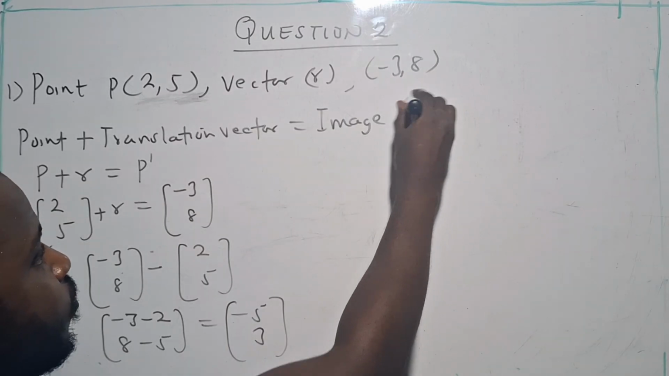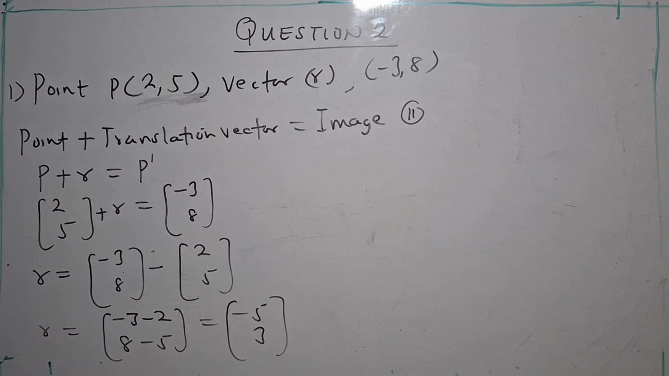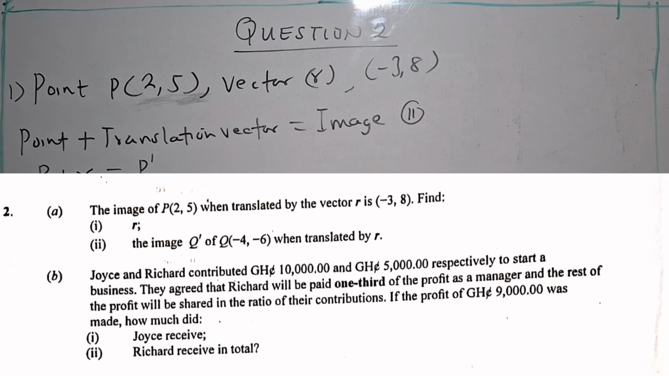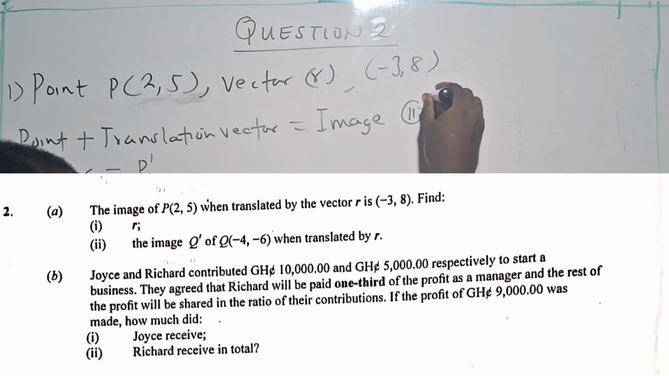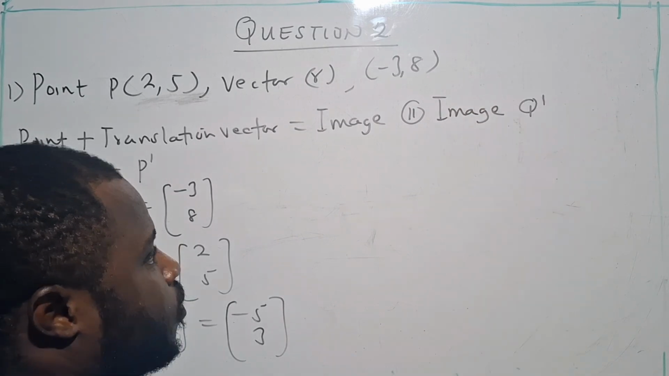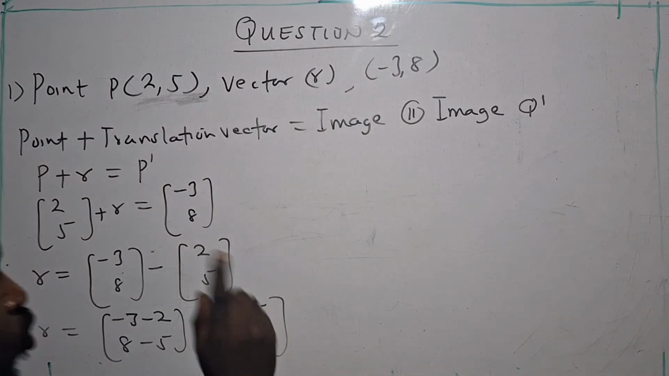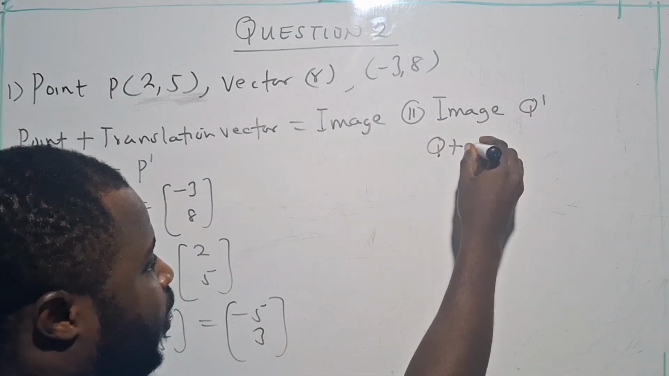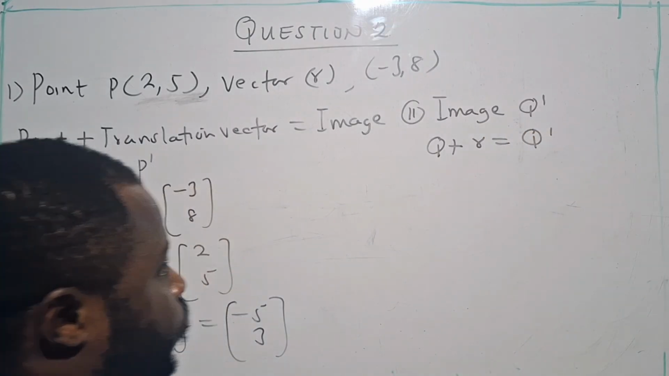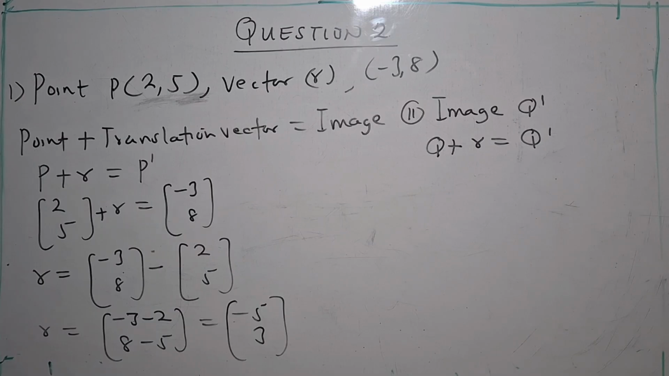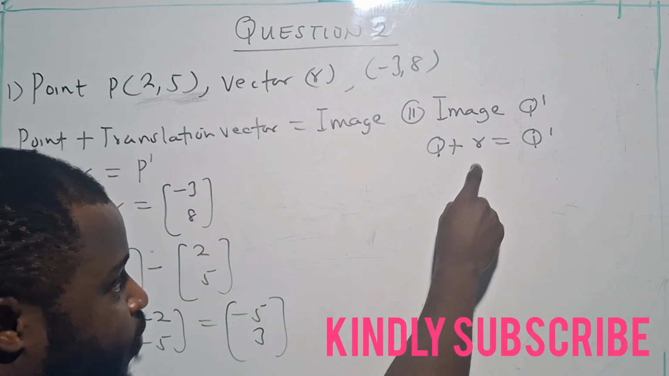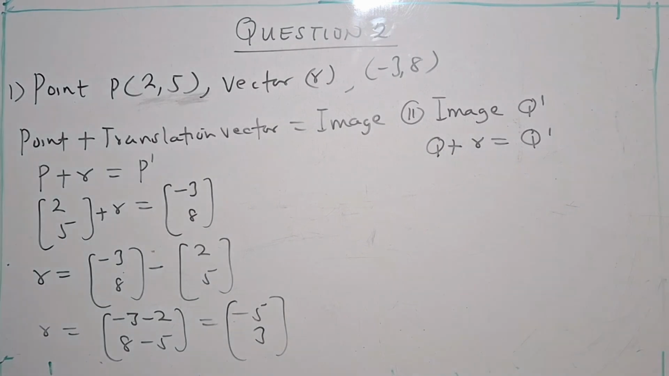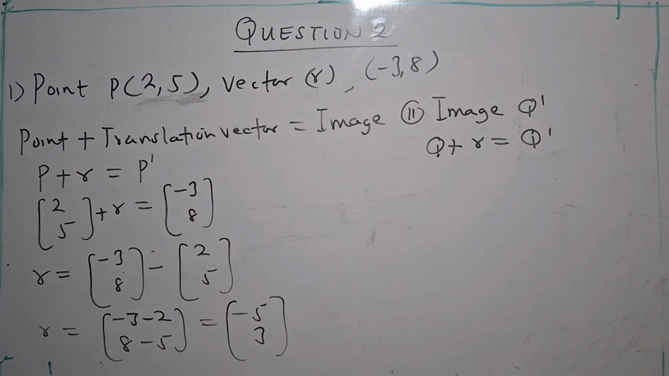Now part II says the image Q1 of Q, when translated by R. Here we are looking for the image Q1 when translated by this vector. Q plus the vector R should give us Q1. The question says we should find Q1, which is the image of Q when translated by the same vector. One thing you need to know is that if you solve the first part wrongly, everything you do here too is going to be wrong. So you need to be very careful.